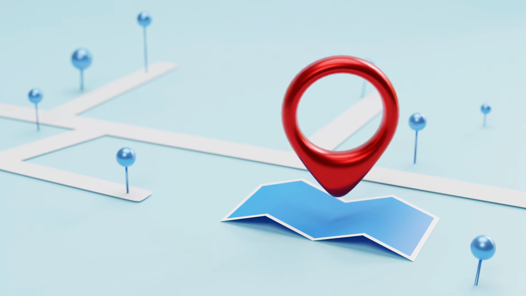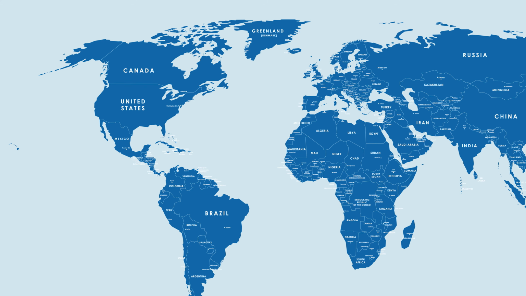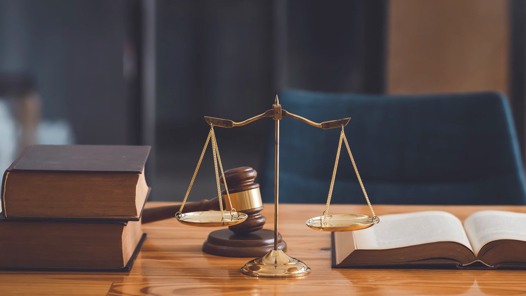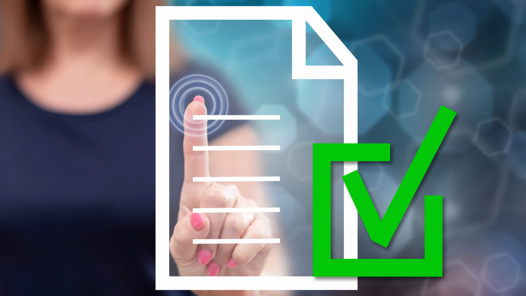Tax residency is determined by factors like where you have significant ties, such as where you live and work, not by your immigration status. This means that even if you're in Canada or the US illegally, you could still be subject to its tax laws if you meet certain residency requirements.